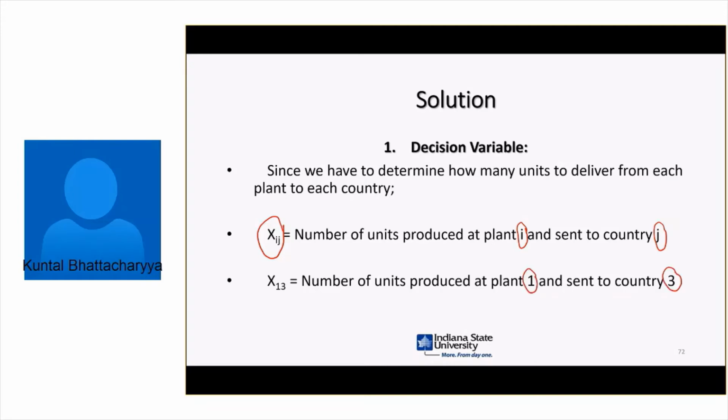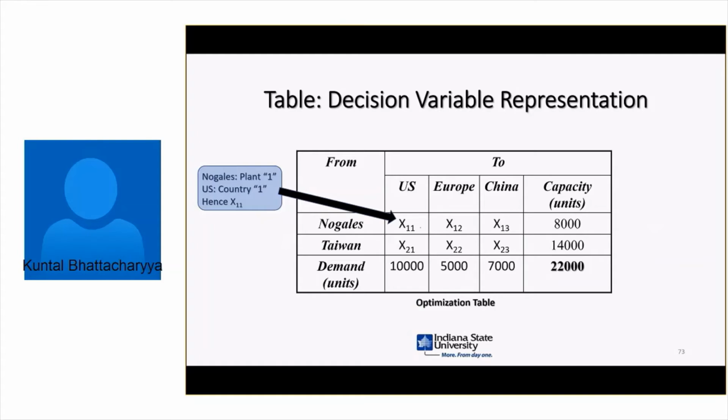country 3. And so as you can see, if I say X sub 11, it basically means plant 1, which is Nautilus, and country 1, which is US. That's where those suffixes go. So X sub 12 is the number of units going from Nautilus, which is plant 1, to Europe, which is country 2 or location 2. And then X sub 13 is number of units going from Nautilus, plant 1, to country 3, China. So those are my variables.